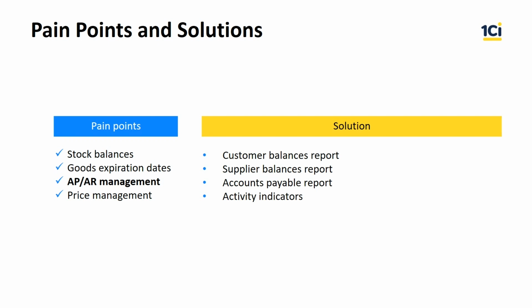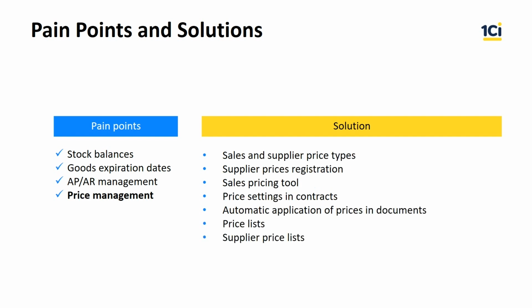So as for AR/AP management, we have such reports as customer balances, supplier balances, accounts payable, and various activity indicators. For price management, we've seen how to create sales and supplier price types. We've seen how to register supplier prices. We discussed the sales pricing tool. We've seen the price settings in contracts. We've seen how the prices automatically apply in documents, and we've seen the price lists. That's all for now from me, and thanks for your attention.